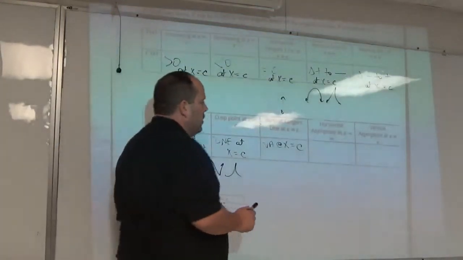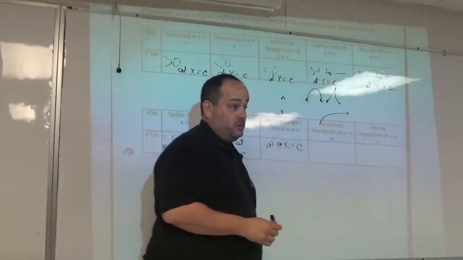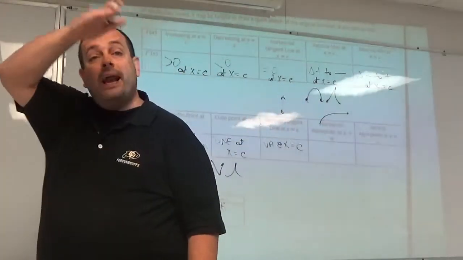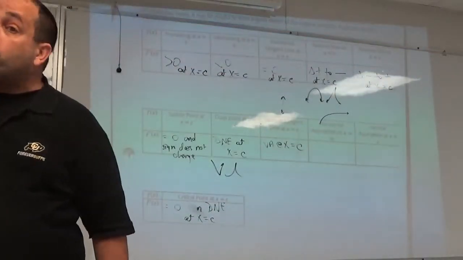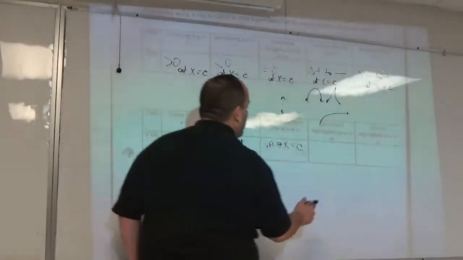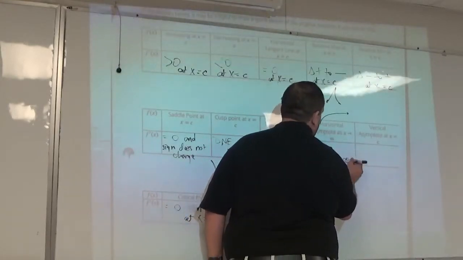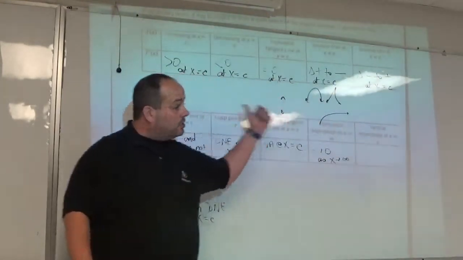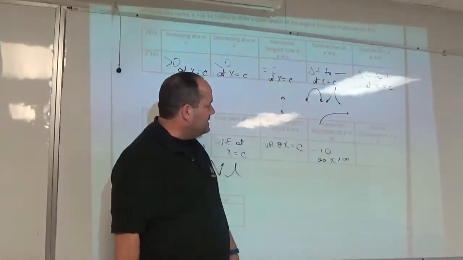If your graph has a horizontal asymptote, that means that your graph is flattening out. What happens to the derivative? It approaches 0. Not equal to 0, but approaches 0 as x approaches infinity, or as you're approaching negative infinity. If you have a horizontal asymptote, the derivative flattens out.